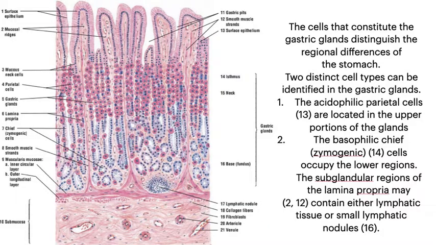Now, a very important part of the stomach is the cells that constitute the gastric glands. Okay, so there are two distinct cell types that can be identified over here. You can see that these reddish, dark pinkish, or acidophilic cells are called the parietal cells, located in the upper portion of the gland. These basophilic, or bluish in color, are the zymogenic cells, occupying the lower regions of the mucosa. The subglandular region of the lamina propria may also contain a lymphatic nodule, like you can see over here.